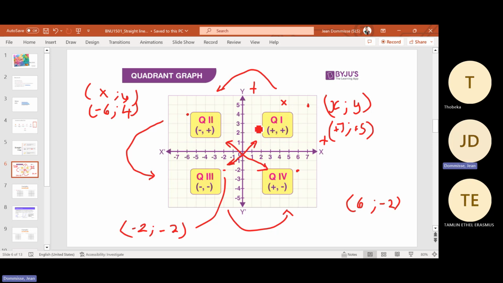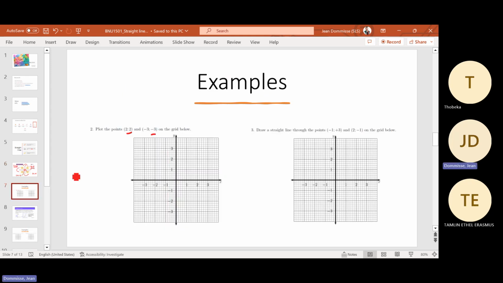So quadrant 1, both were positive. Quadrant 3, both negative. Quadrant 2, negative, positive. Quadrant 4, positive, negative. Okay, so that's a basic look at the quadrants.